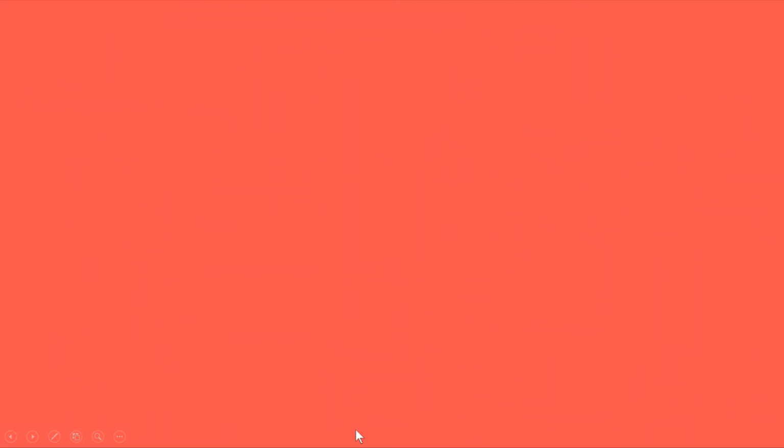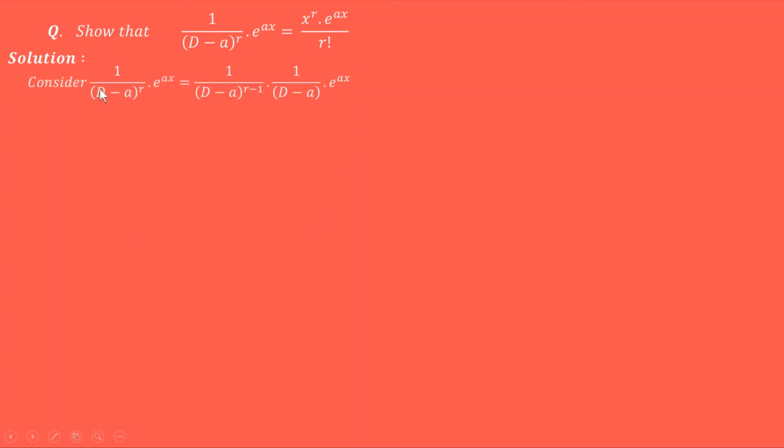Now see the next question. Show that 1/(D-a)^r e^(ax) = x^r e^(ax)/r factorial. Solution. Consider 1/(D-a)^r e^(ax). We can write this (D-a)^r as (D-a)^(r-1) into (D-a). So this is equal to 1/(D-a)^(r-1) as it is, 1/(D-a) e^(ax).